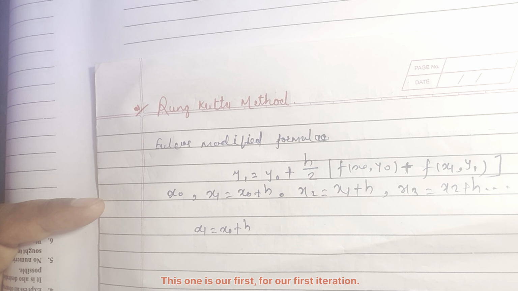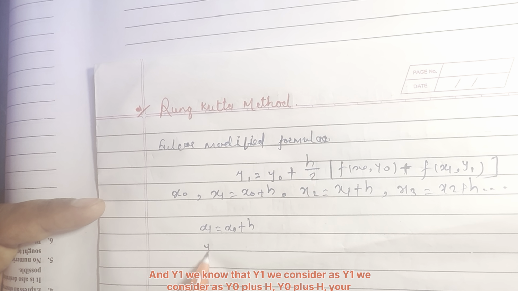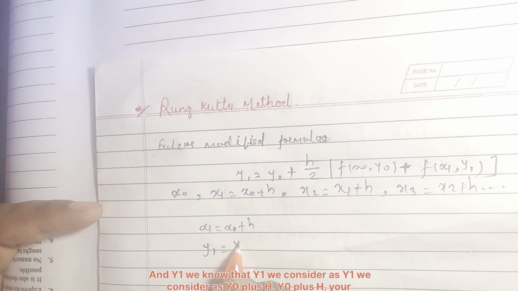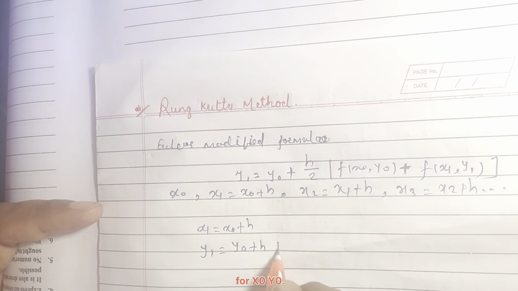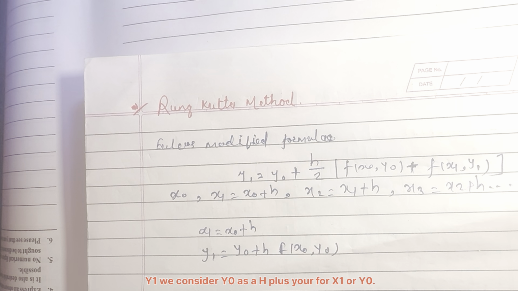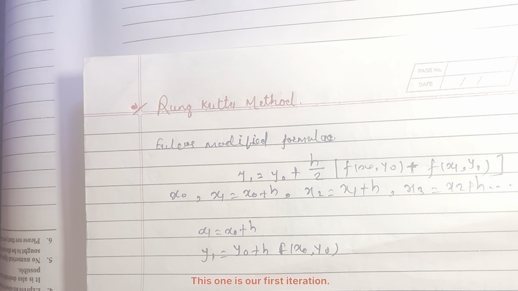And for y1 we consider y0 plus h times f of x0, y0. This is for our first iteration. In subsequent iterations you have to replace the values in our Euler's modified method.